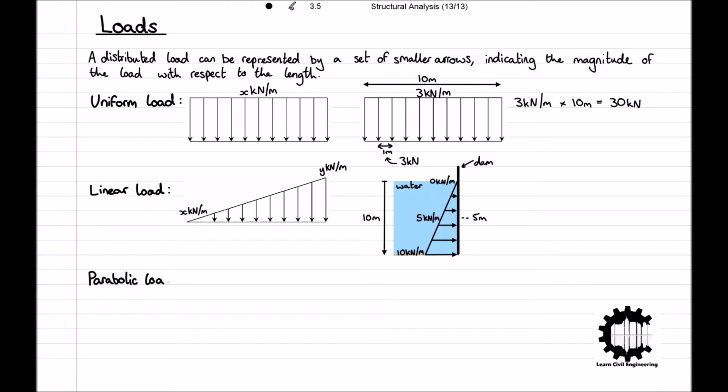Finally, a parabolic load is represented by a set of arrows that increase or decrease with respect to the length following a parabolic line. Parabolic loads are less common than uniform and linear loads, but are used in analysing wind pressures applied to buildings.